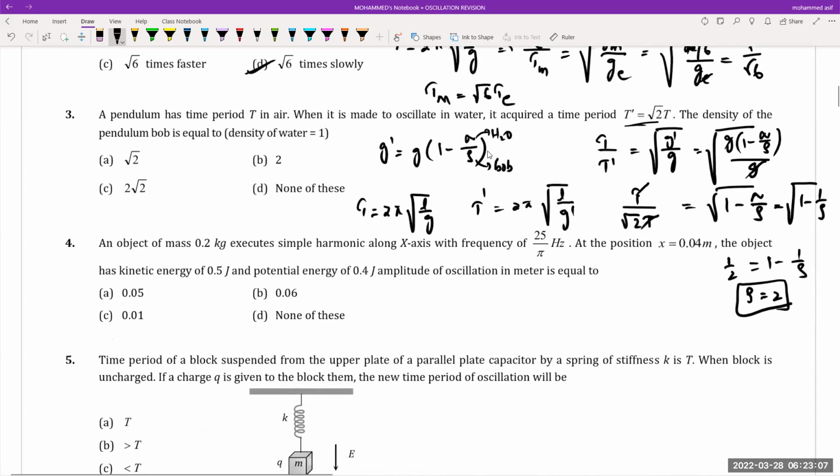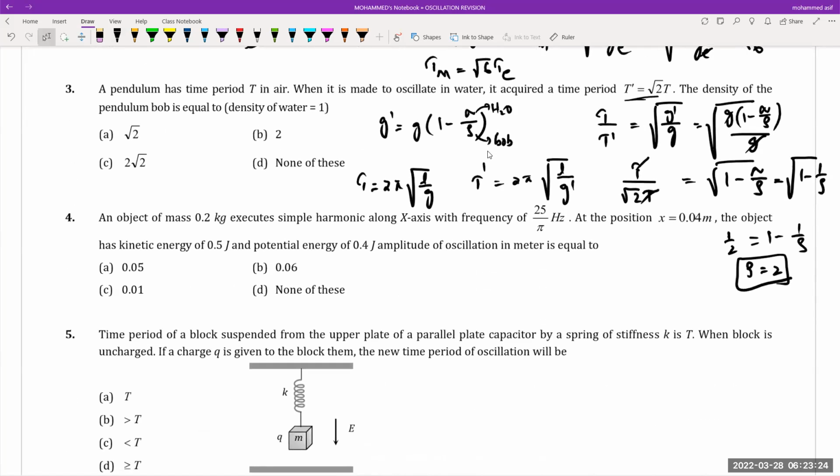ठीक है. नेक्स्ट वन. An object of mass 0.2 kg executes a simple harmonic motion along x-axis with frequency of 25 by pi. At the position x is equal to 0.04 meter, the object has a kinetic energy of 0.5 joules and potential energy 0.4 joules. Amplitude of the oscillation in meter is equal to how much?